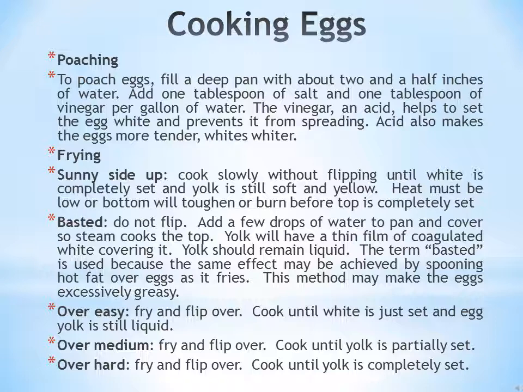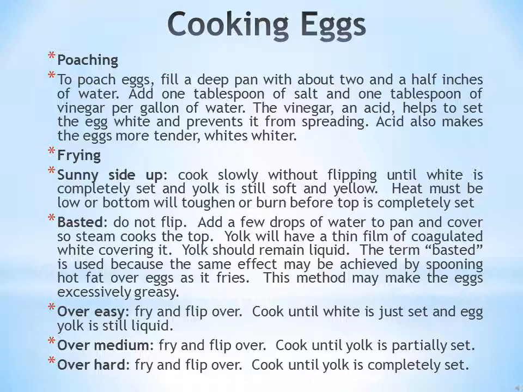Second is frying. In this method you will be able to do it in various ways. Sunny side up: cook slowly without flipping until white is completely set and yolk is still soft and yellow. Heat must be low or bottom will toughen or burn before top is completely set.